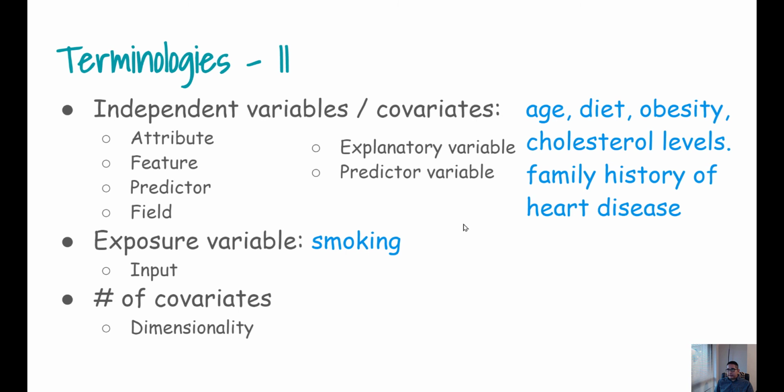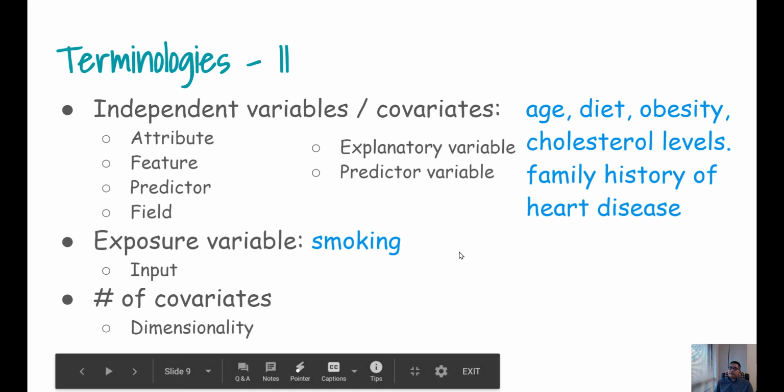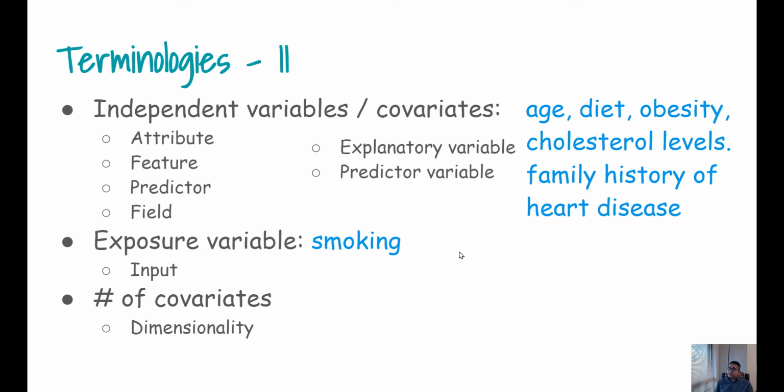In terms of the independent variables, such as age, diet, obesity, cholesterol level, family history of heart disease, and things like that, we generally call them independent variables, explanatory variables, or predictor variables. But in the machine learning literature, they are known as attributes, very commonly features, predictors, or fields. In epidemiology, most particularly in causal models, we have a primary predictor of interest, or primary variable or exposure of interest. In machine learning terms, we generally call it the input. And remember, when we talk about a large number of covariates, we are generally talking about large dimensions. That means the number of covariates is known as dimensions in the machine learning literature.